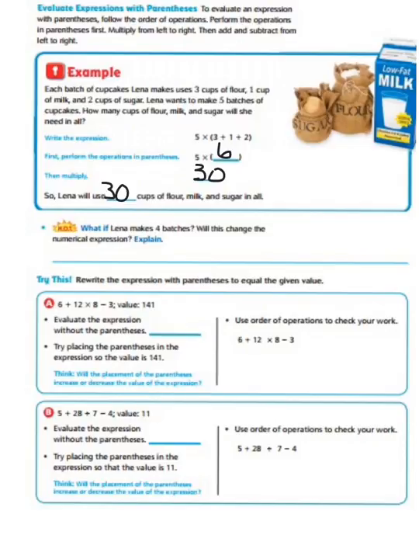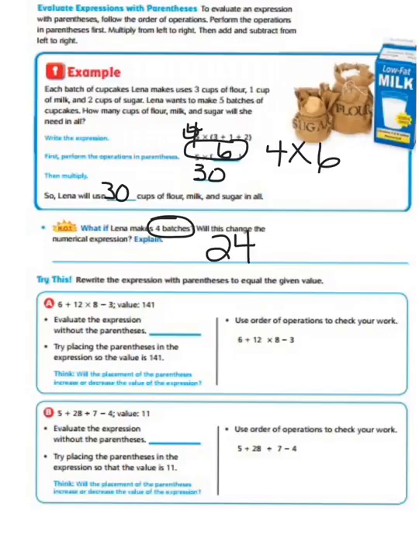Now, what if Lena makes 4 batches? Will this change the numerical expression? Well, yes, because the 4 would replace the 5. So instead of a 5 up here, this would be a 4. The value of the numerical expression would change to 24, because then instead of 5 times 6 like we have here, it would be 4 times 6. So our answer would be 24 versus 30.